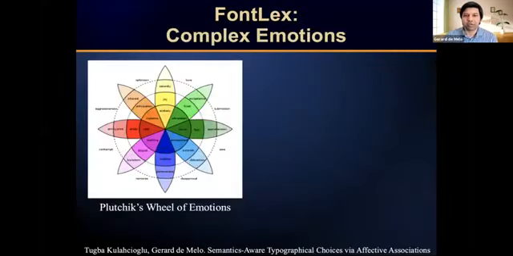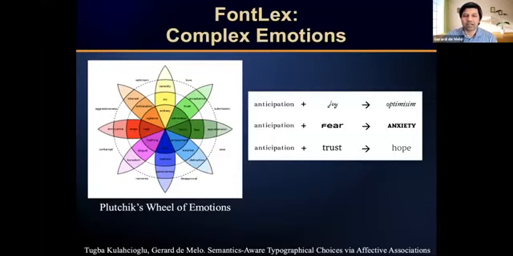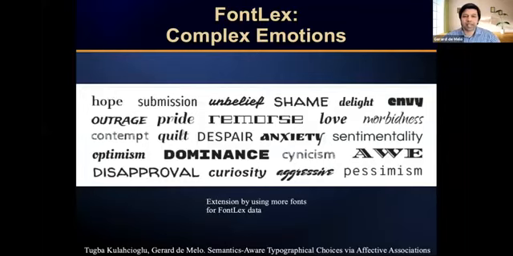One idea was to go towards other emotion theories, like Plutchik's Wheel of Emotions. That provides a theory of how complex emotions derive from more basic ones. Using that, we could derive optimism out of anticipation plus joy, anxiety out of anticipation plus fear, and so on. So we could get more complex emotions. We also tried looking at more fonts and looking at the font-lex entries for different words. And this gave us some nice results, but still we weren't quite happy with this.